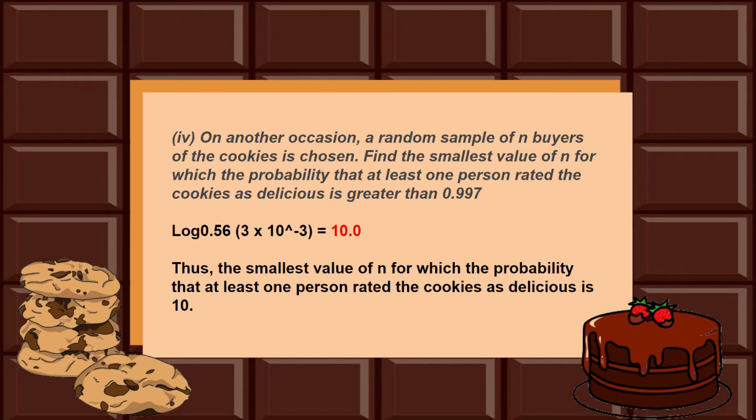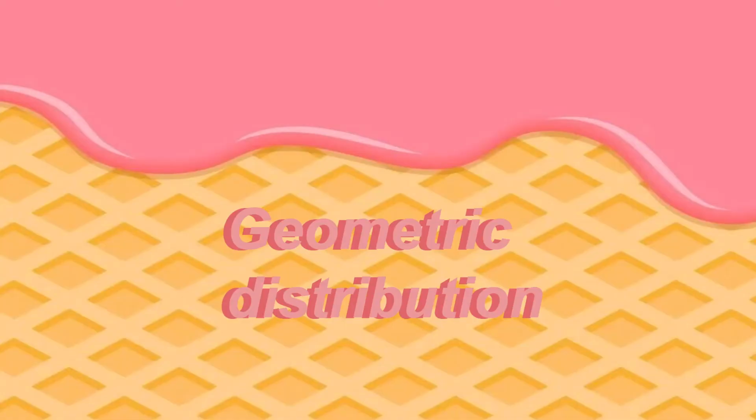Now, what is 3 times 10 to the power of minus 3? We got 3 times 10 to the power of minus 3 from 1 minus 0.997. Then we just put the values in your calculator, and we will get this value, which is 10. So in conclusion, the smallest value of n for which the probability that at least 1% rated the cookies as delicious is 10. So we've done with binomial distribution.